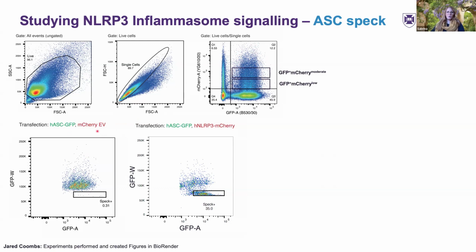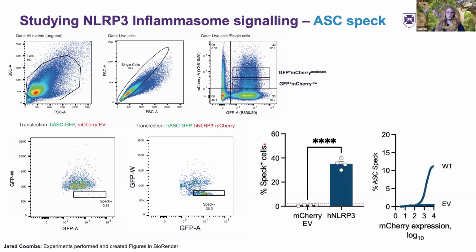And we can see here, for example, if you use a control, which is just mCherry without NLRP3, we see no speck formation. Whereas if we add NLRP3, we nicely see this speck. And we can quantify this, the percentage of specks versus empty vector, and we see massive upregulation of speck formation. Or we can also look at that over the expression profile of NLRP3 and see also the percentage of specks.